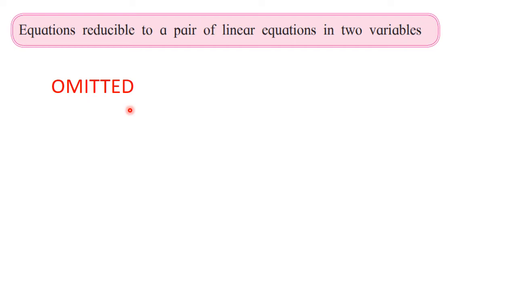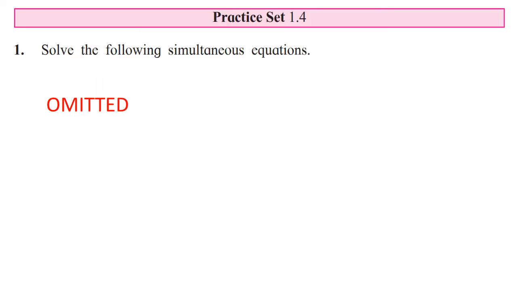When we studied this chapter, we did not have the information about the omitted syllabus. That was not declared at that time, so we did the complete chapter. But now take a note that this particular topic is omitted, and therefore practice set 1.4, which is based on equations reducible to the simultaneous form, is also omitted. Solve the following simultaneous equations, and the questions below that, are omitted. So practice set 1.4 you will not do.